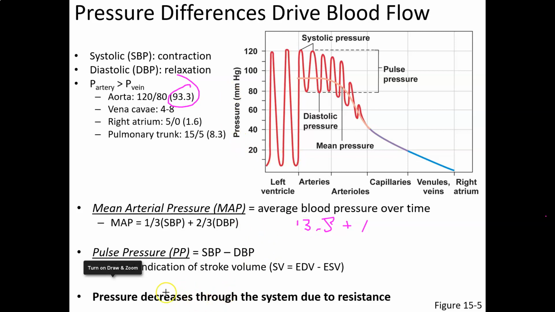Pulse pressure is not a bad variable to have anyway, and it's an indication of stroke volume. The higher the pulse pressure, the greater the stroke volume tends to be in a person. So that's what we're looking at for the pressure. So again, that's the pressure differences and how they drive blood flow.